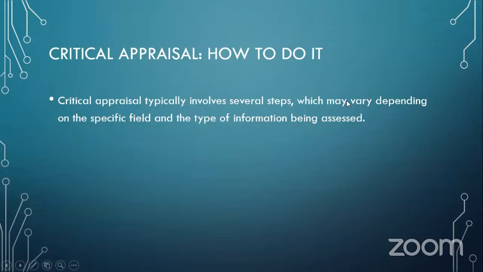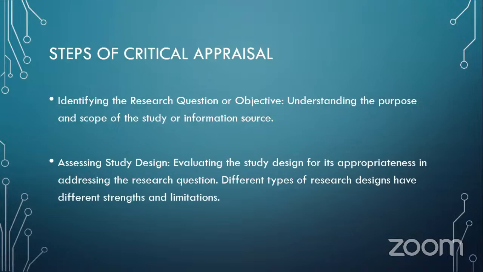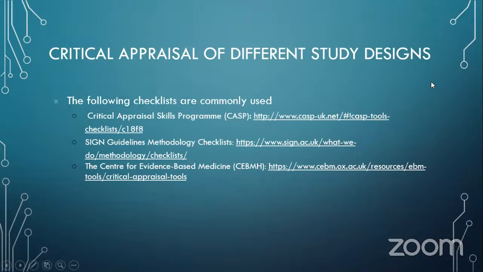How to do it? Critical appraisal typically involves several steps, which may vary depending on the specific field and the type of information being assessed. Some of the steps are identifying the research question or objective. That means understanding the purpose and scope of the study or information source. Another step is assessing study design, evaluating the study design for whether it is appropriate in addressing the research question. Different types of research designs have different strengths and different limitations. Right, here are some checklists that are usually used to critically appraise the different study designs.